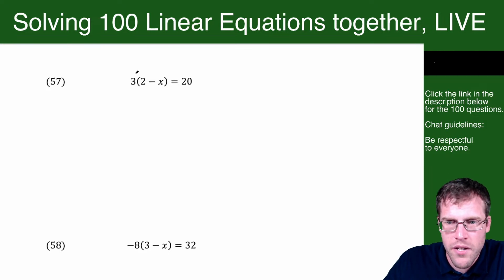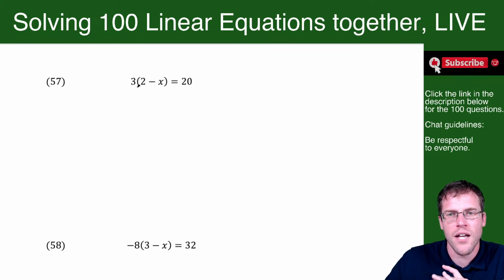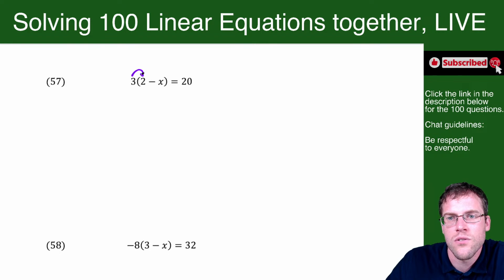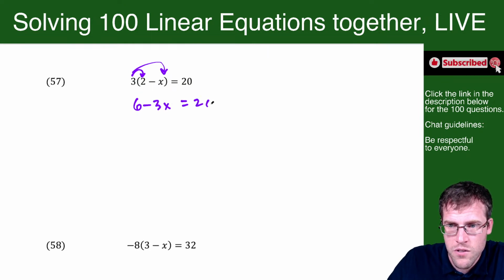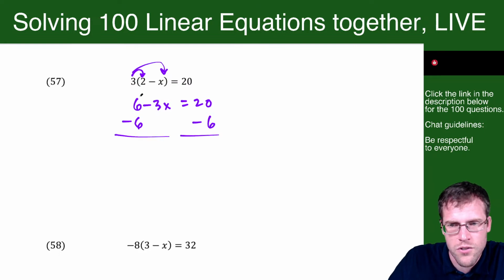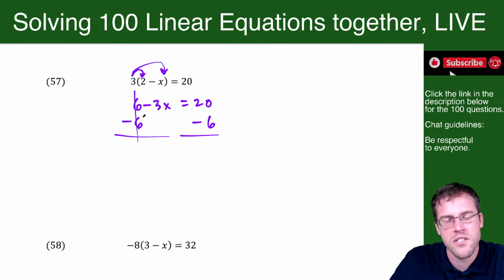So more distributing. But now the x is not leading in the parentheses. So slightly different look. 3 times 2 is 6. 3 times minus x is minus 3x. And this is equal to 20. So now subtract 6 on both sides. So this is our two-step equation. Needs to just be automatic.